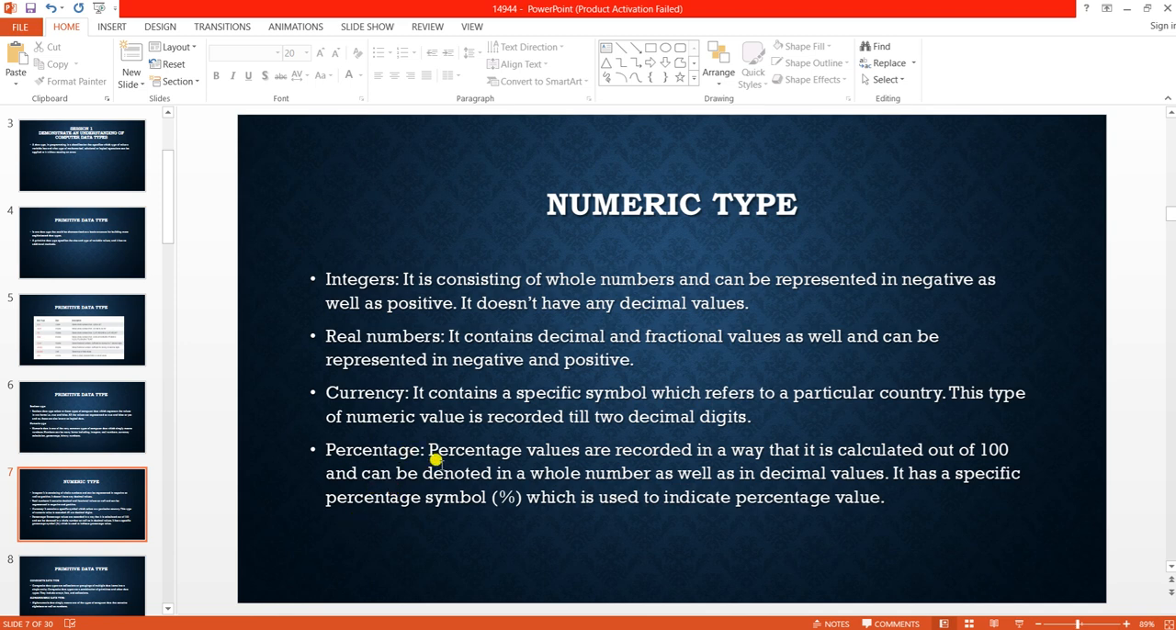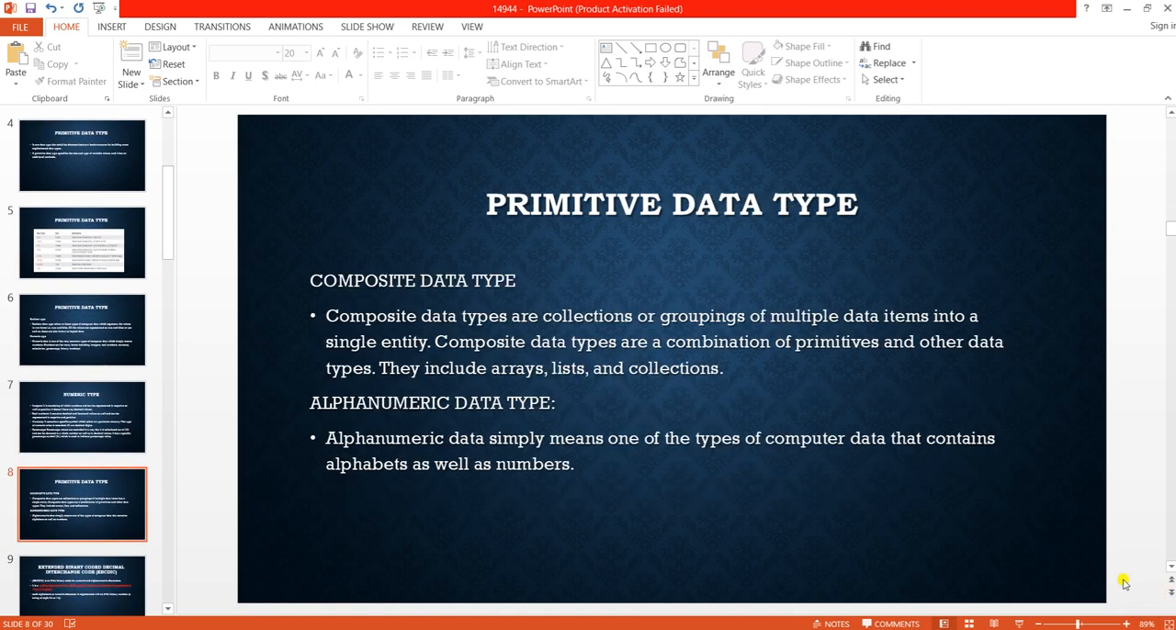Also, we've got the percentage, which are values calculated out of 100 and can be denoted as a whole number as well as in decimal values. It has a specific percentage symbol, as you can see on the screen that I've shared, which is used to indicate a percentage value. And also we've got your composite data type and your alphanumeric data type.